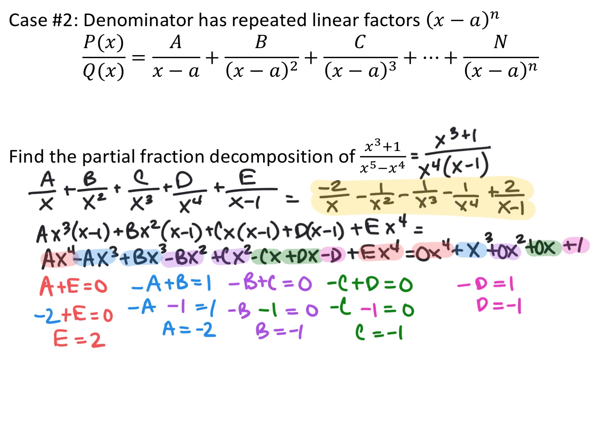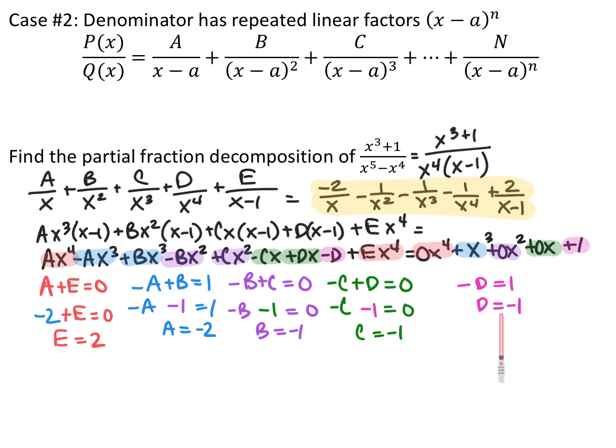I didn't have any x to the 4th originally, so 0x to the 4th plus x cubed plus 0x squared plus 0x plus 1. So then each power of x from 4, 3, 2, 1, constant is going to be its own equation. So starting with the 4's, a plus e is equal to 0. Negative a plus b is equal to 1 for the x cubeds. For the squareds, negative b plus c is equal to 0. For the linears, negative c plus d is equal to 0. And then for the constants, negative d is equal to 1. So then that was a nice easy one to solve.